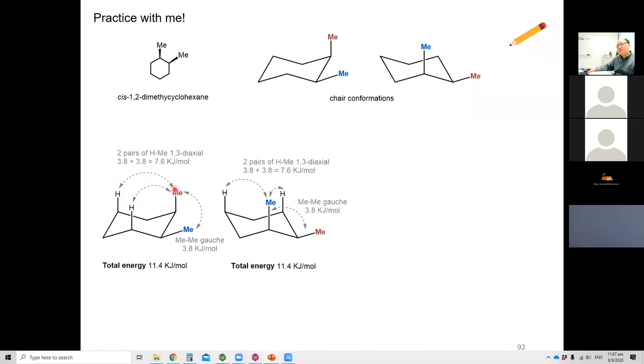let's see, we just learned 1,3-diaxial. Each methyl is 3.8, so this 1,3-diaxial interaction is 7.6. But many of you easily forget that if we have a bond linked to two functional groups, we now have something we learned in the Newman projection, those torsional strains, because bonds are eclipsing or bonds are gauche to each other.